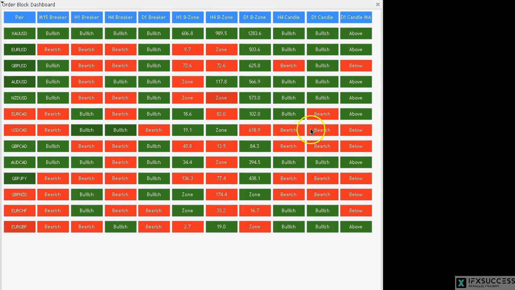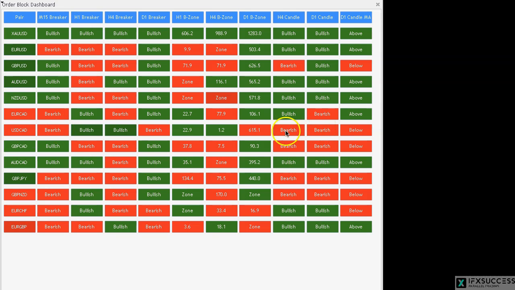Just always read the dashboard from right to left, and this would be your first criteria, and then you will go down to your left just to see what is going on and what you would like to happen. So always tell yourself, hey, I would like to see on Dollar CAD a bearish breaker, whether in 1 hour or maybe 4 hours or 15 minutes, and then I will enter on that.